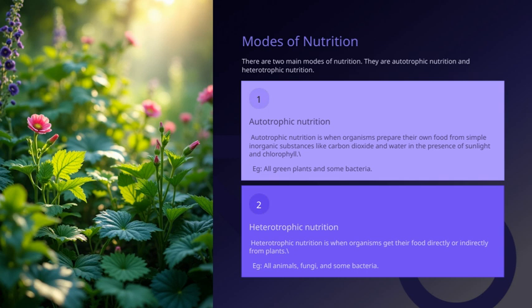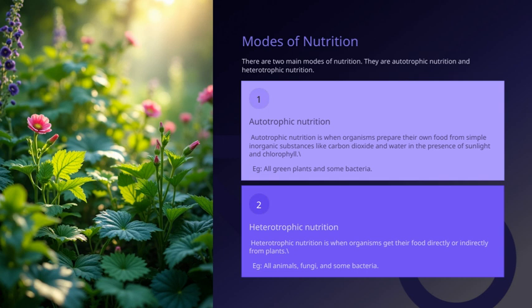On the other hand, we have heterotrophic nutrition. This is found in all animals, fungi, and some bacteria. These organisms do not make their own food. Instead, they get their nourishment either directly or indirectly from plants. So they depend on other organisms for their energy and nutrients.